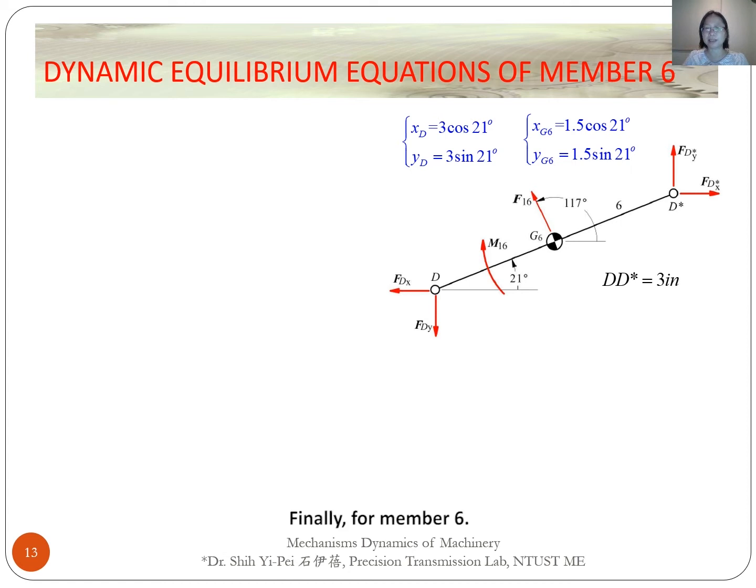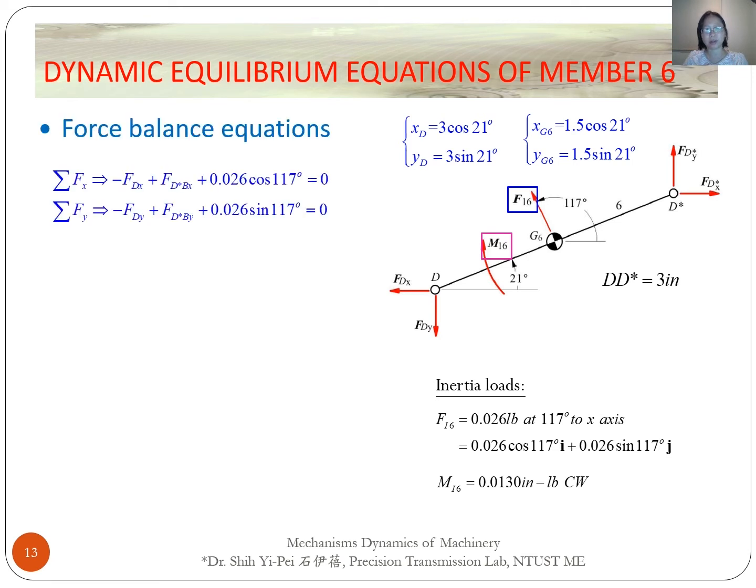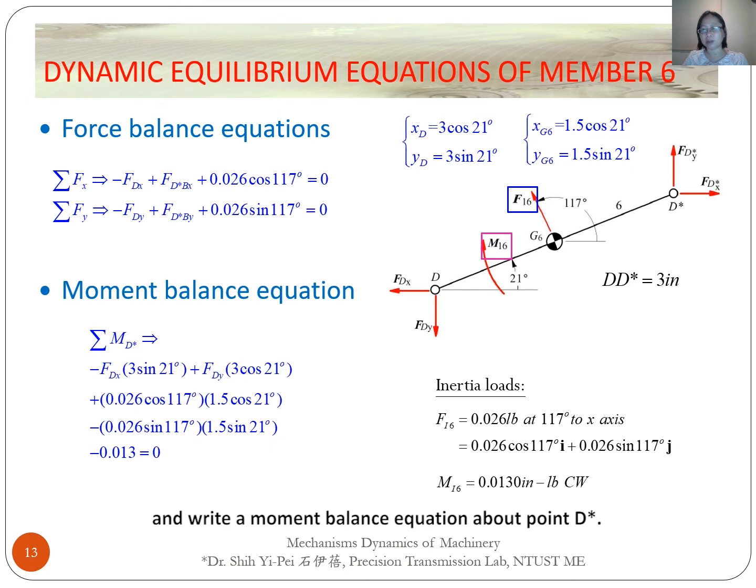Finally, for member 6, inertial force Fi6 and torque Ni6 are involved. So we have three forces and a torque acting on this member. We write two force balance equations in x and y components. And write a moment balance equation about point D star. Then substituting the moment arms into the moment equation like this.